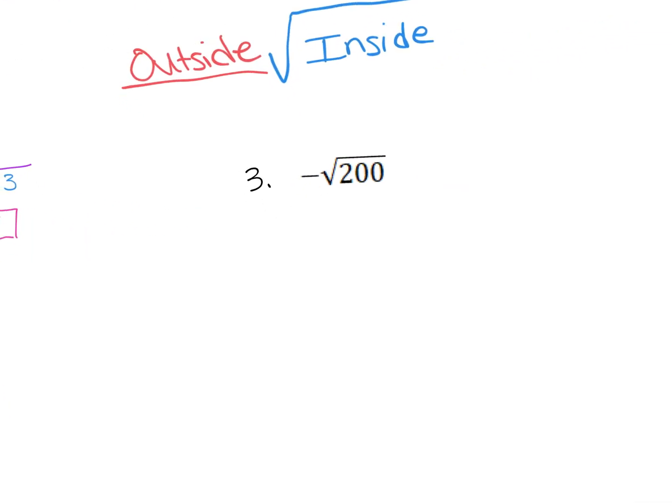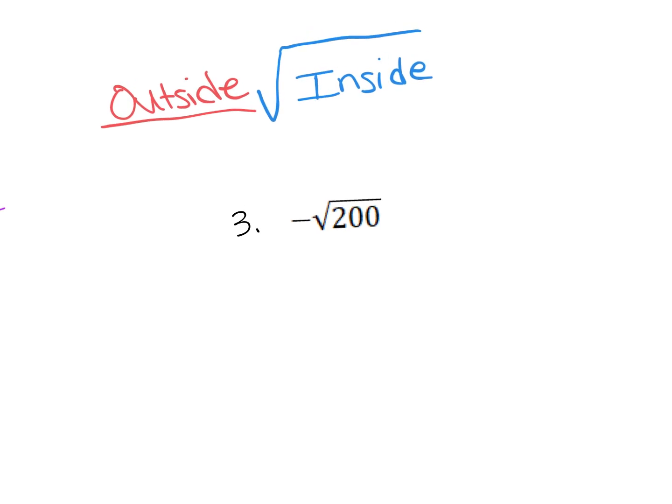Question 3. We are going to do the same thing. Well, these are pretty big numbers, so I'm going to go 20 and 10. Both of those can break down, so I've got to keep going. 2 and 10. Oh, I got my first 2. 2 and 5, and I'm good there.